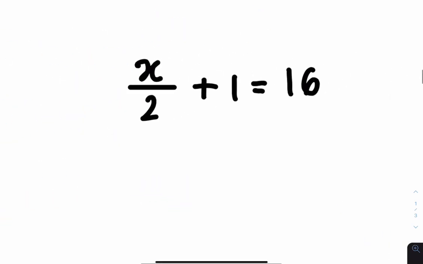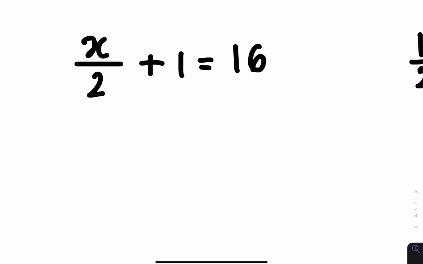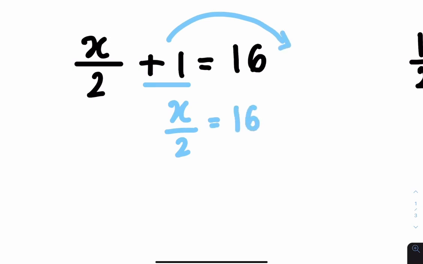Another example. Here we have x over 2 plus 1 equals 16. Again, let's move this plus 1 to the other side. So I'm going to have x over 2. When you move the plus 1 to the other side, it becomes a minus 1. So 16 minus 1. So x over 2 equals 15.